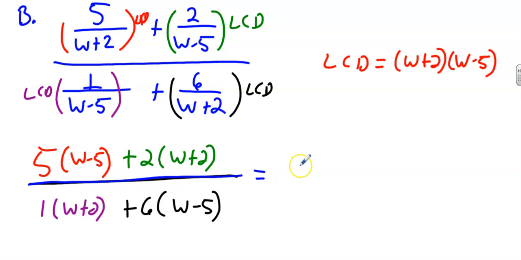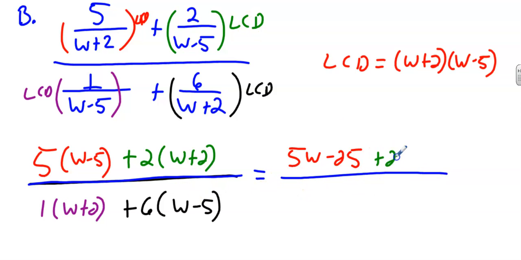You've got 5 times w minus 5. That's 5w minus 25. Plus 2w plus 4. On the bottom, it's just a w plus 2. And multiplying by 6, that's a 6w minus 30.